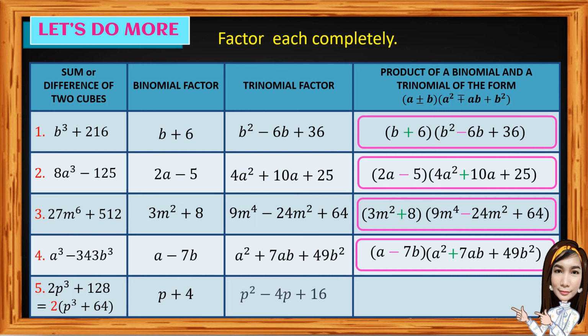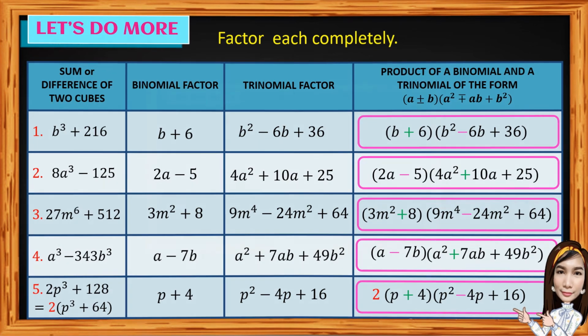Then for the trinomial factor, the opposite of plus is minus. Then square the first term, we have p squared. Multiply the first and the last, we have 4p. Then square the last term, we have 4 times 4 is 16. So the factored form is 2 times the quantity of p plus 4 times the quantity of p squared minus 4p plus 16.